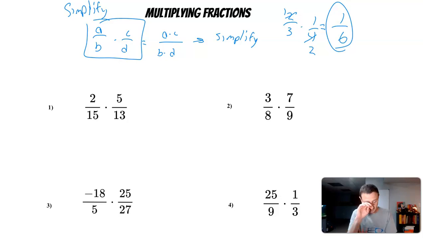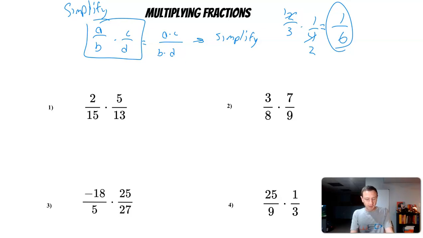So let's take a look. Number 1, I have 2 over 15 times 5 over 13. What you want to look for is, does 2 go into 15, does 2 go into 13, or is there a number that goes into both 2 and 15 or 2 and 13? We try to break it down by a common factor. In this case, 2 does not go into 15, and 2 does not go into 13. There is no number that goes into both 2 and any of those, so nothing to do there.